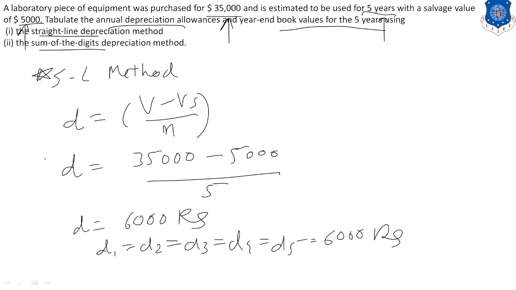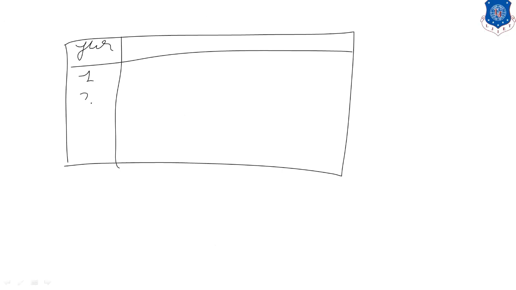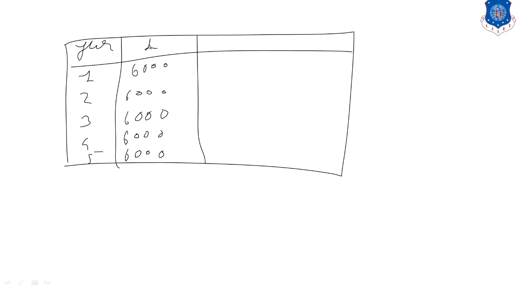So in the statement, given that we have to tabulate annual depreciation for each year. So we have to make a table to find out the depreciation for each year. So let's first write year, in which there are 5 years: 1, 2, 3, 4 and this is for 5th year. Second, the depreciation amount, which is fixed for each year, that can be given by 6,000 for first year, second year, third year, fourth year and 5th year. So depreciation amount is fixed for each year.